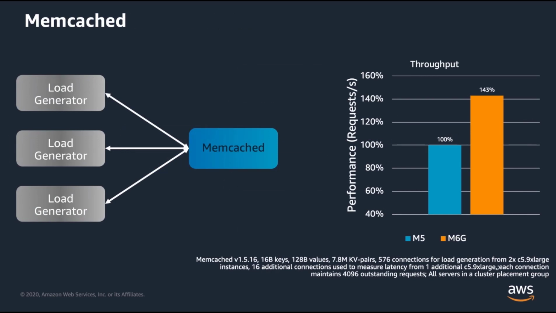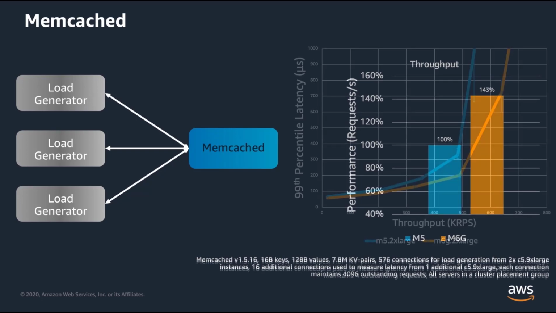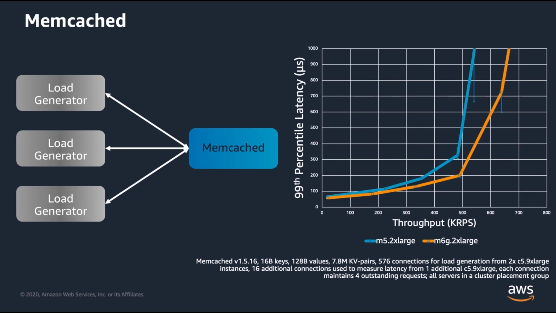Now, if we run a benchmark on memcached, here we use a couple of load generators that you can see on the left of the screen, stressing a memcached instance running on either an M5 or an M6G. And on M6G, we observed 43% better performance compared to M5 when running that specific benchmark. But not only was it faster in terms of number of requests per second, we also observed an improvement in terms of latency, with the latency observed on the M6G being lower even under load than on an M5.